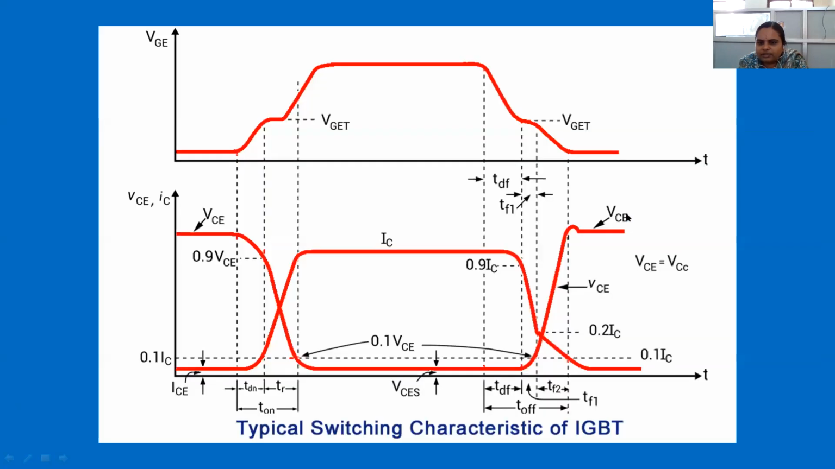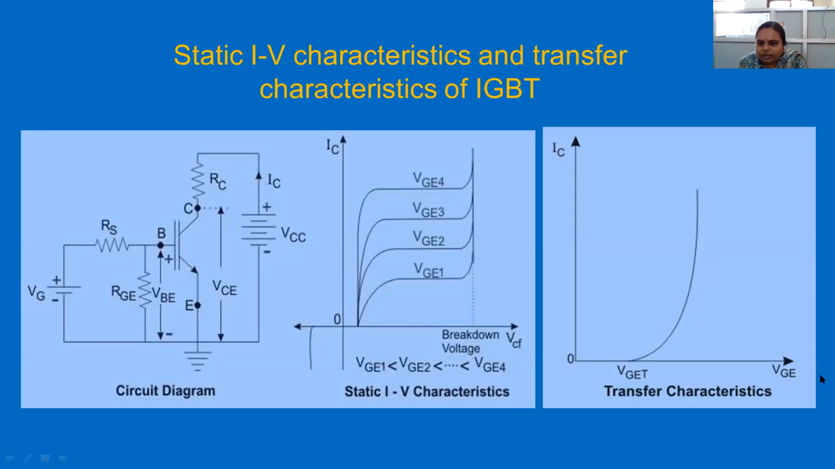Then the transfer characteristics. Here we plot the collector current against the gate-to-emitter voltage. At the start, it will be zero. We have to apply a minimum threshold gate-to-emitter voltage. After that minimum voltage, it starts conducting. That's what the transfer characteristics are.